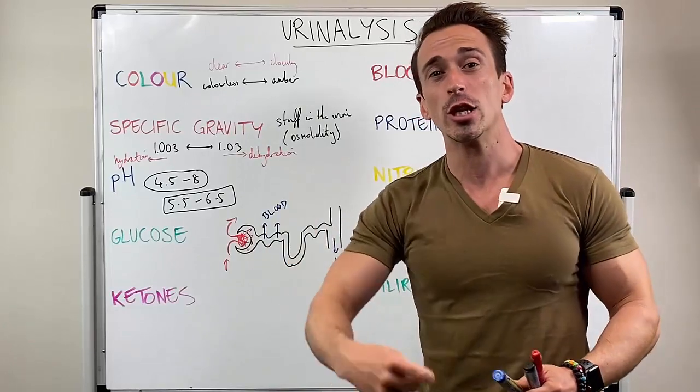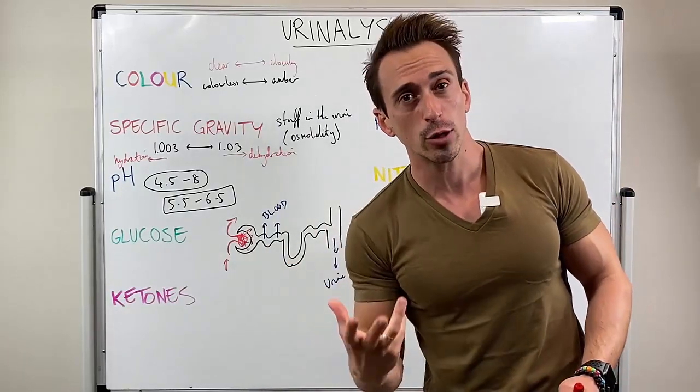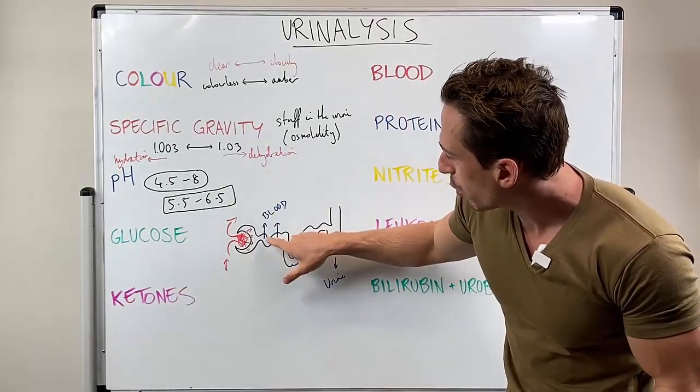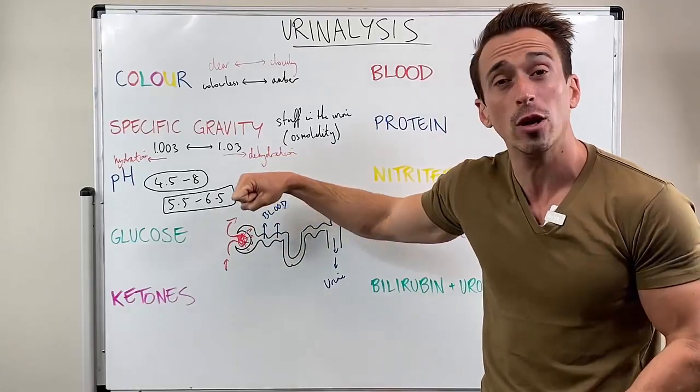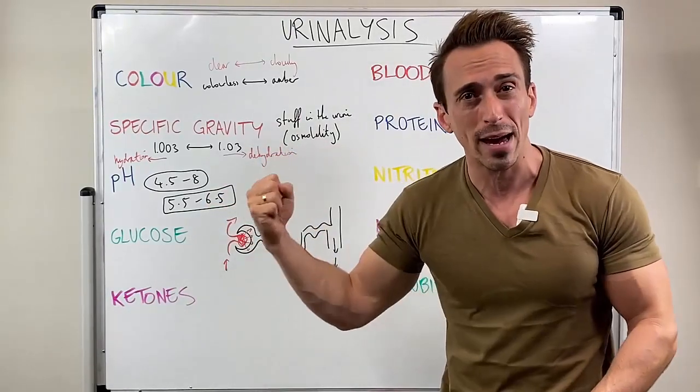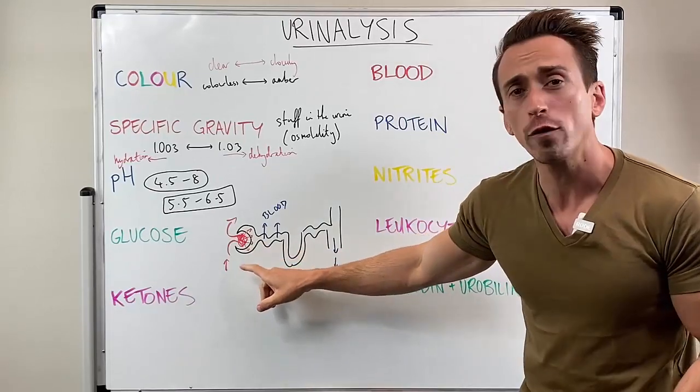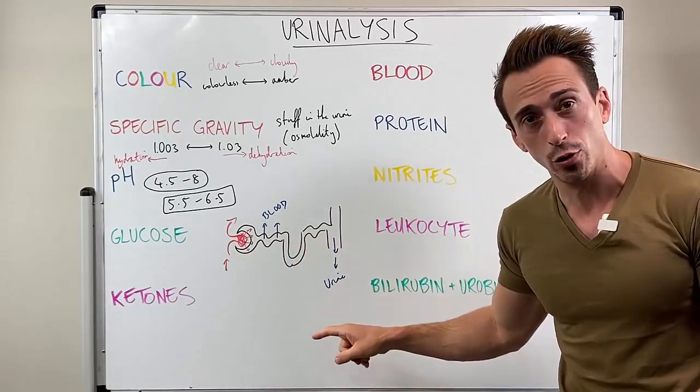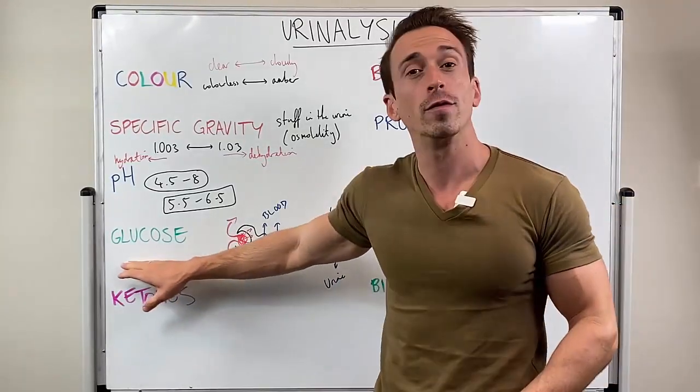So maybe somebody has ingested far too much sugar, far too much glucose, and the transport molecules that bring it back into the body have been overwhelmed and can't bring it all back. So there's an overload of glucose and it just carries out into the urine. Or it could be an indication of diabetes.